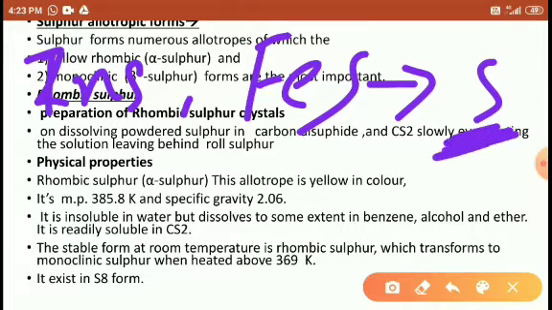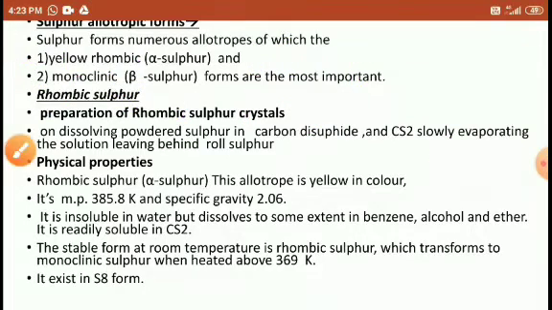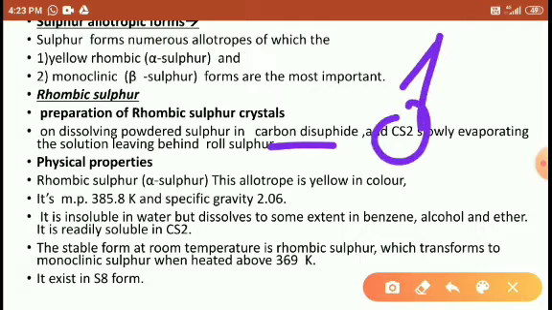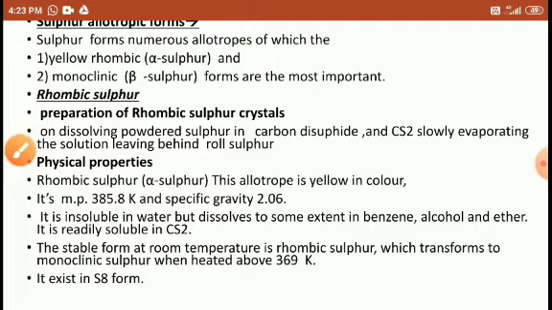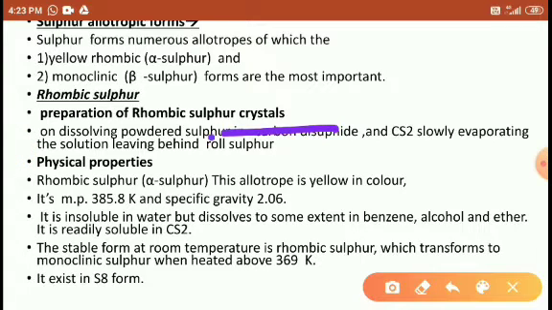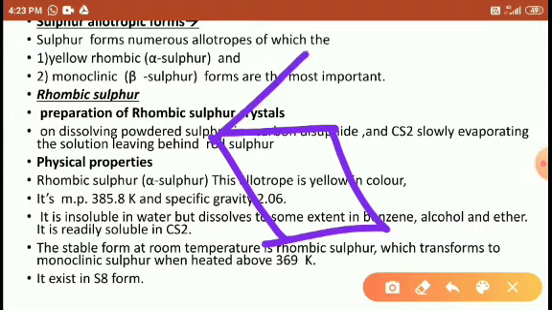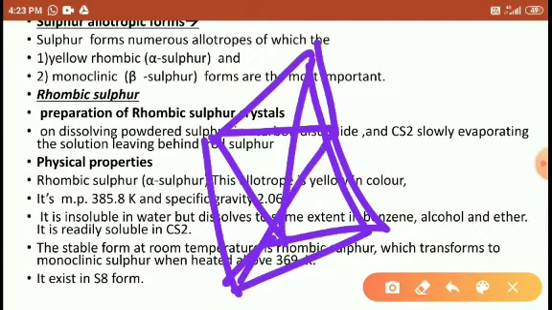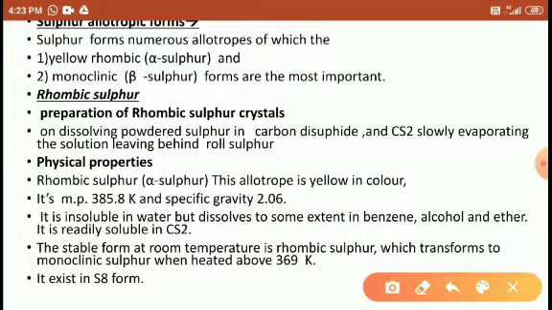The sulfur is a solid in powder form. This powdered sulfur is dissolved in carbon disulfide. After that we slowly heat it. When slowly heating, the carbon disulfide evaporates and leaves behind the rhombic sulfur. Right, rhombic is a structure like this, students. This is the rhombic structure, right?